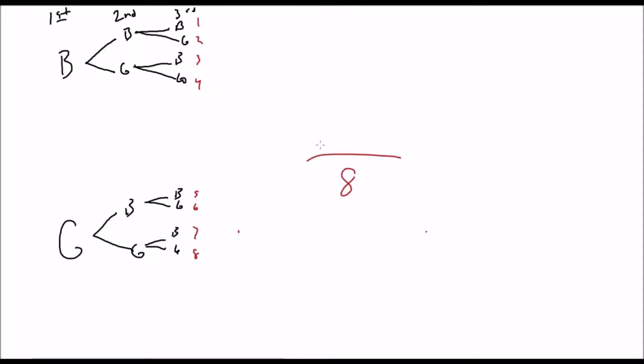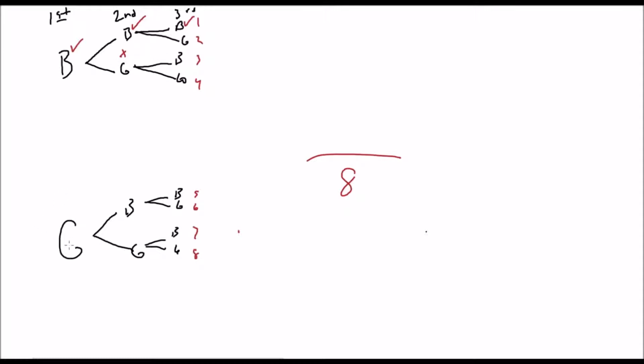And what do we want? We want the number of boys. 3 boys. We don't want any girls. Well, how many times does that occur on our list? Here's a boy, here's a boy, here's a boy, here's a girl. So already we're not even going to continue looking at this branch.